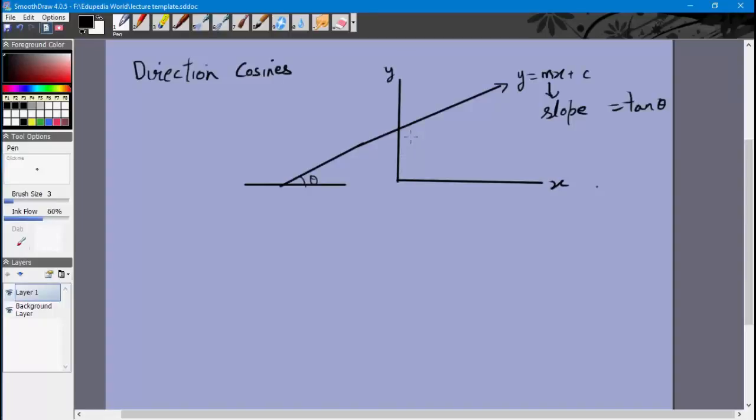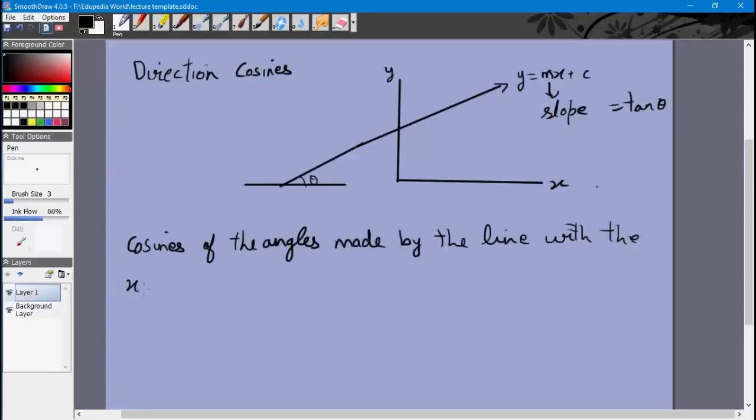Now it can also have a component in the z direction, and that's when you start using the direction cosines. So the direction cosines basically are the cosines, meaning the cos of the angles made by the line with the x-axis, y-axis and z-axis. Any two lines, if they're intersecting, will have some angle between them. So the cosines of the angle made by any line in 3 dimensions with the x, y and z axis.